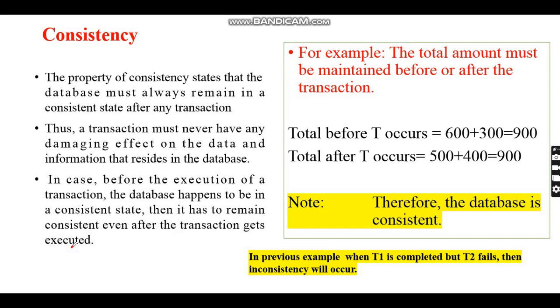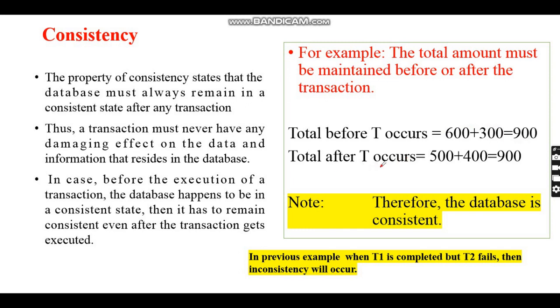In the previous example, I told you that in atomicity, either execute entirely or nothing is to be executed, right? Consistency: whatever the database was in a consistent state, even after the transaction gets executed, the database must remain in a consistent state. For example, the total amount must be maintained before and after the transaction. In the previous example, A is having 600 and B is having 300. The total amount is 900.